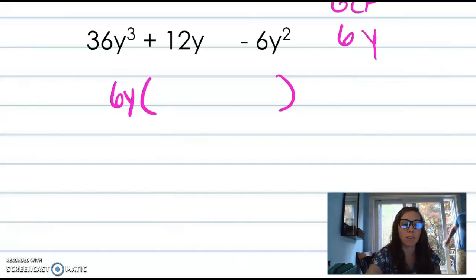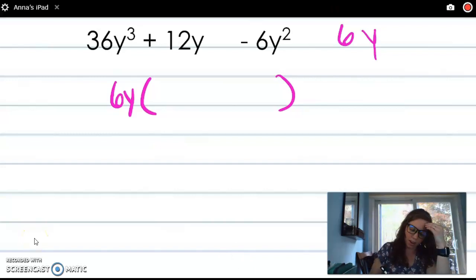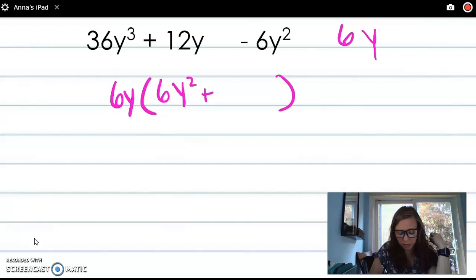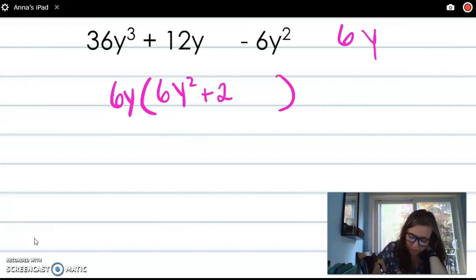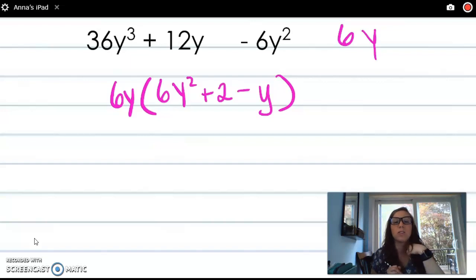Y would be that. So from there, if I divide each term by 6y, 36 divided by 6 is 6. Y to the third, and I take one of those y's out, I have y squared. Plus 12 divided by 6, which is 2, y divided by y, which is 1. So 2 times 1 is just 2. And then 6y squared divided by 6y is going to be minus y. So you're just dividing it out.